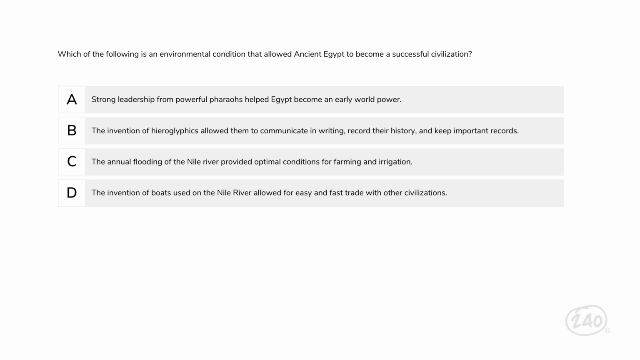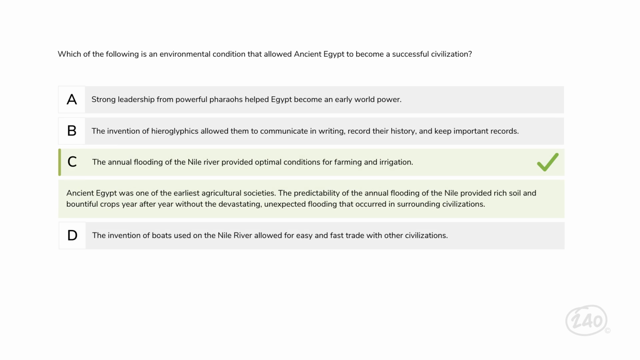Now let's take a look at a social studies question. This one has to do with humans and the environment. Which of the following is an environmental condition that allowed ancient Egypt to become a successful civilization? Choice C is the one we want. Ancient Egypt adapted to their environment by becoming one of the earliest agricultural societies. The predictability of the annual flooding of the Nile provided rich soil and bountiful crops year after year without the devastating, unexpected flooding that occurred in surrounding civilizations.